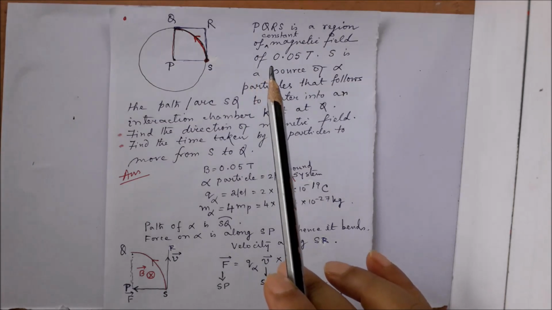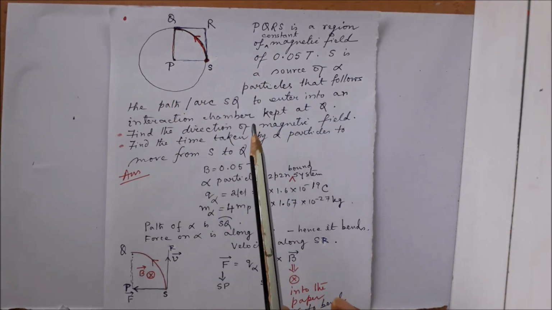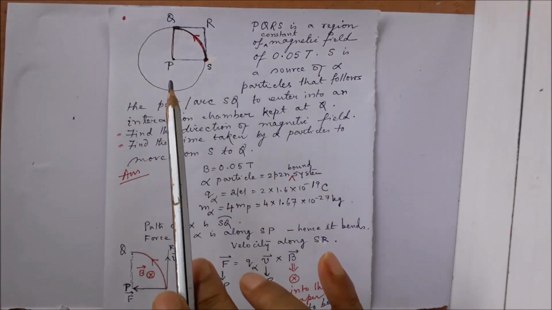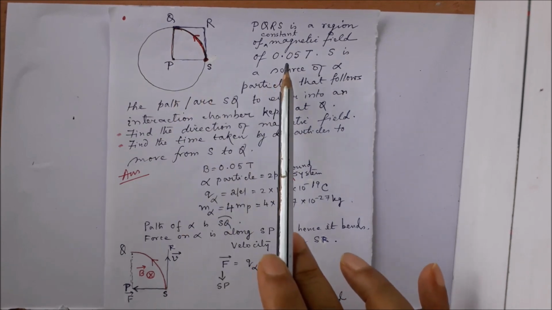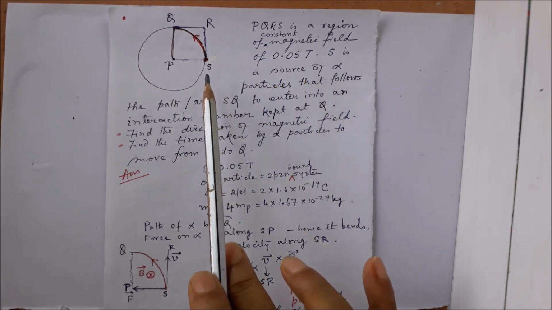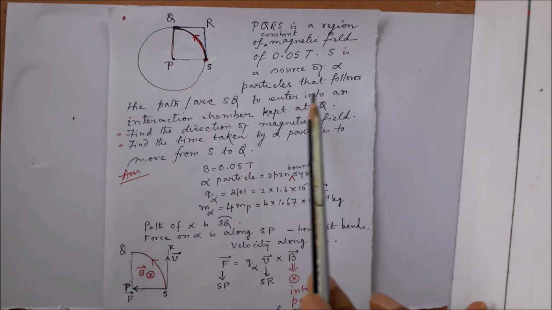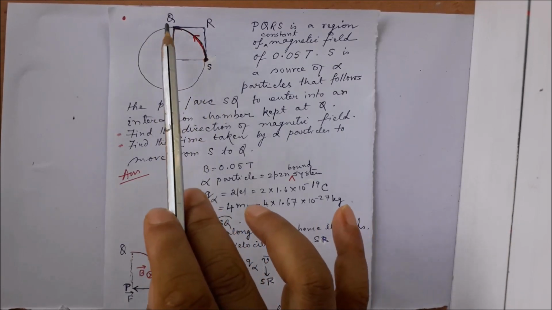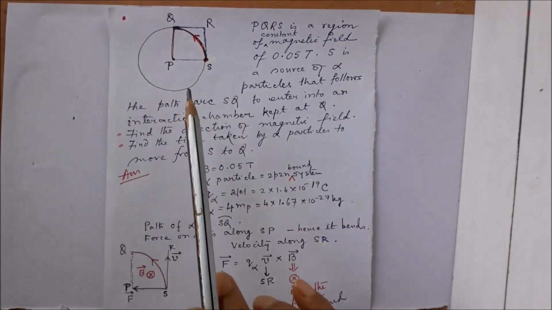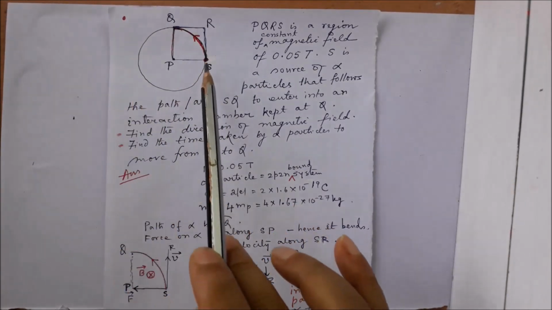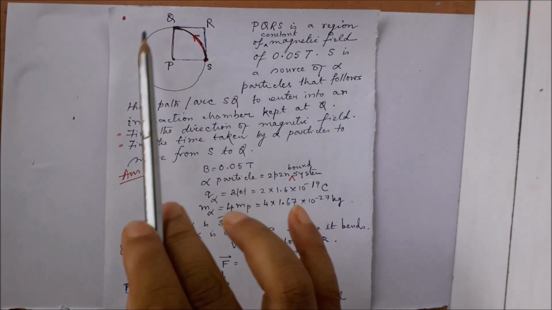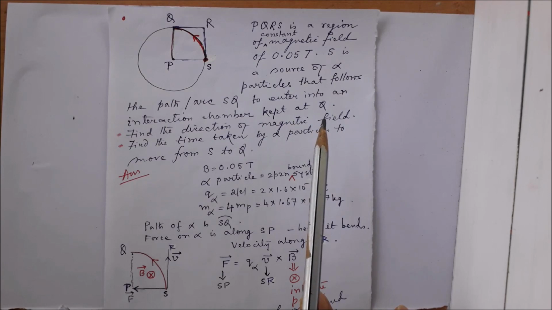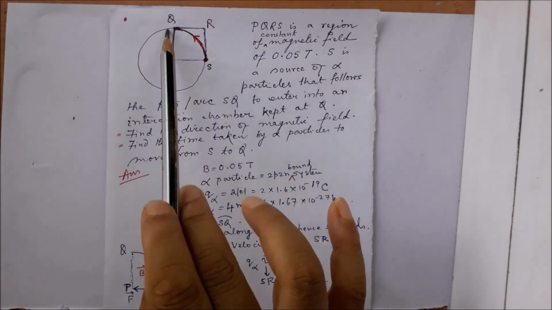Let us solve a few problems now. This is the first problem. PQRS is a region of magnetic induction of value 0.05 Tesla. S is a source of alpha particles, and these alpha particles follow the path SQ, an arc SQ, and they enter into a reaction chamber kept at Q. Now mind it that SQ, as per the diagram, forms 1/4 of the full circle. We have to find the direction of B in this region and the time taken by alpha to move from S to Q along this path.